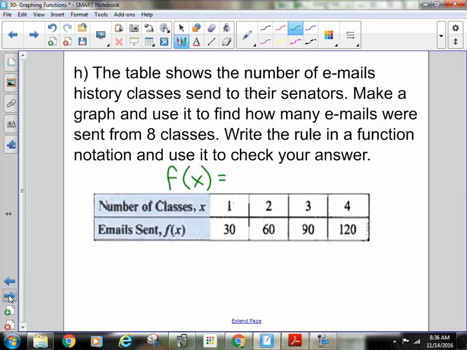Okay, so if we graph this, we are going to just go up by 1s here. And I'm going to go up by, so let's go up by 30s. 30, 60, 90, 120. So 1 and 30, 2 and 60, 3 and 90, 4 and 120. Okay. Make a graph and use it to find how many emails were sent from 8 classes. Oh, you know what we're going to do? Let's put these points into our graphing calculator and see how that'll help us.